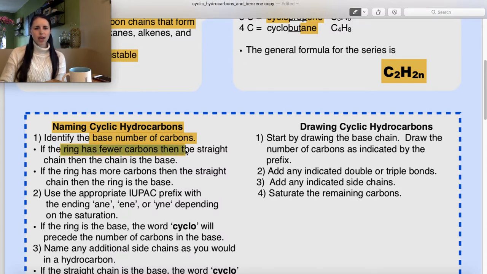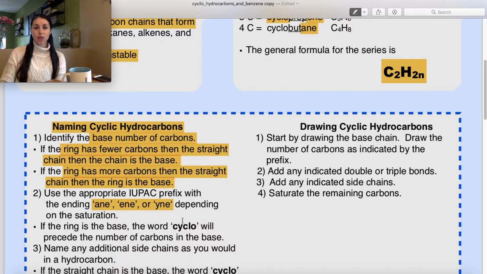If the ring actually has fewer carbons than the straight chain, then the straight chain is considered to be the base, and you're going to name the circular structure as a side chain. If the ring has more carbons, then the ring is the base, and you are going to name the straight chain as a side chain. You're going to pick your appropriate ending. Most of the time, you're going to see ane as your ending. However, you could see ene or yne.